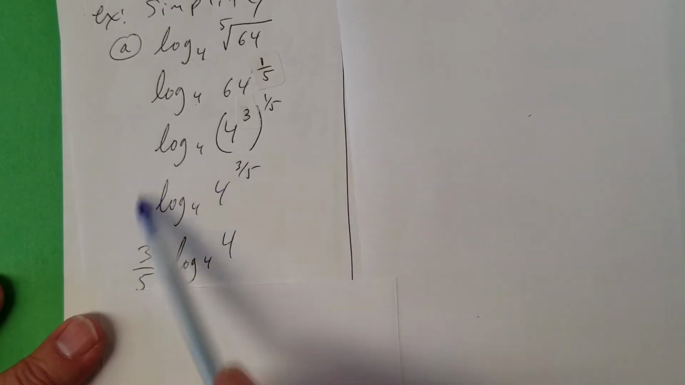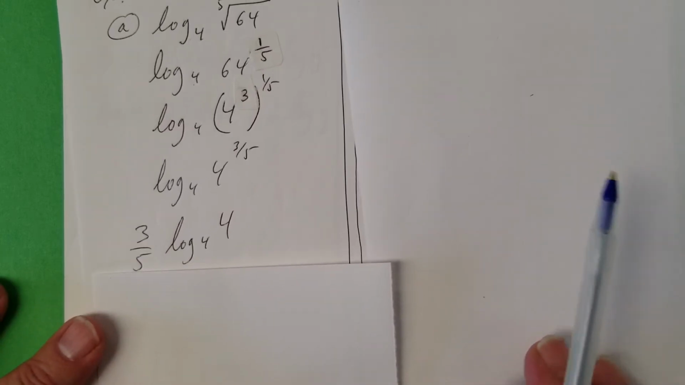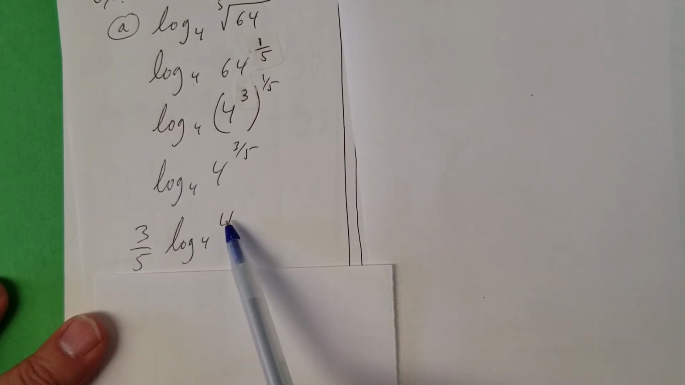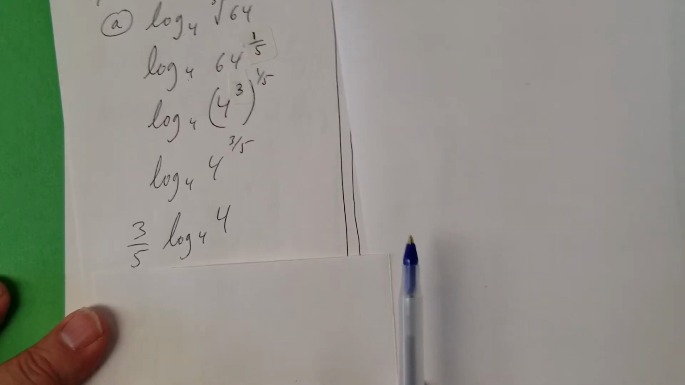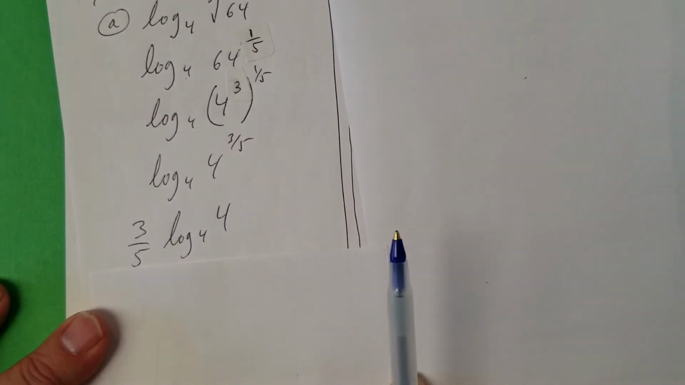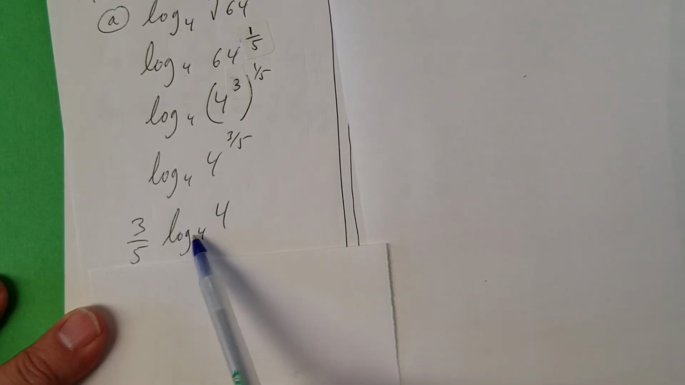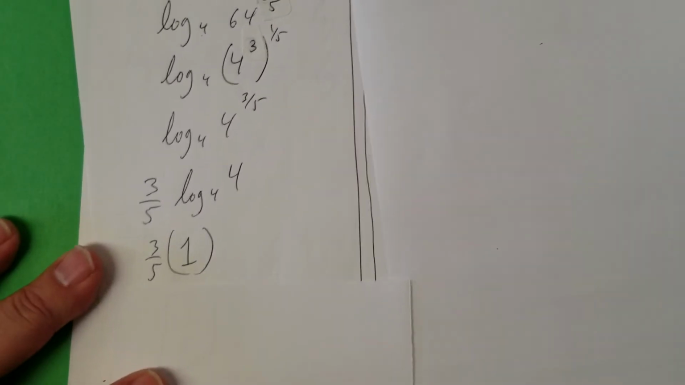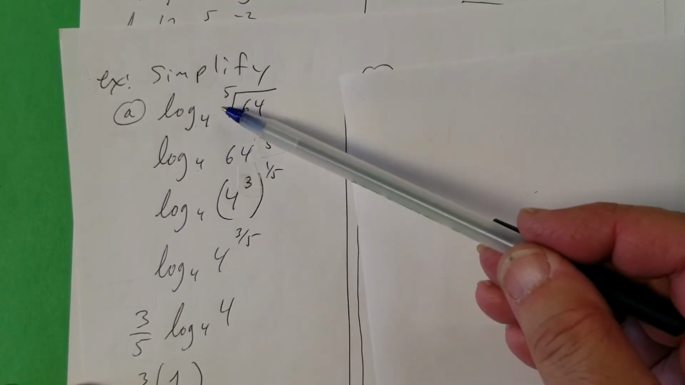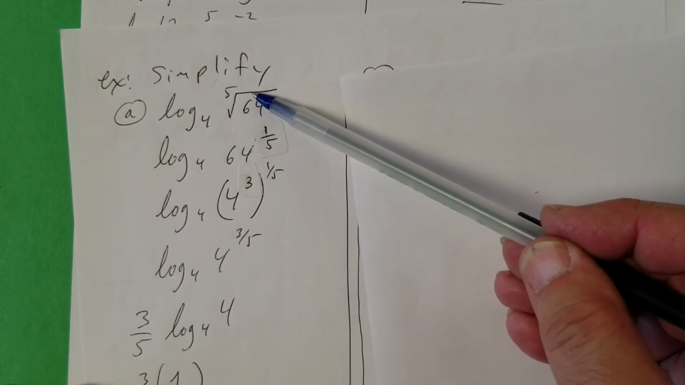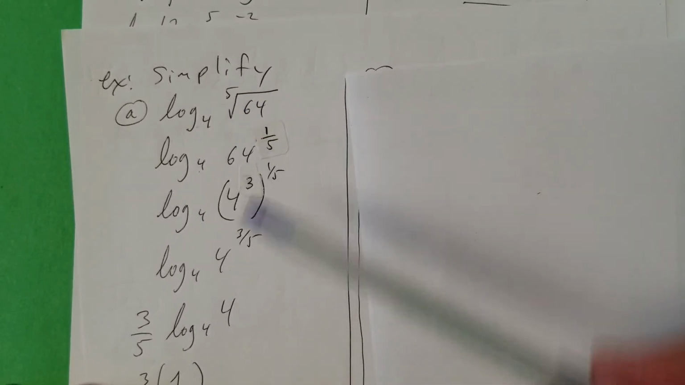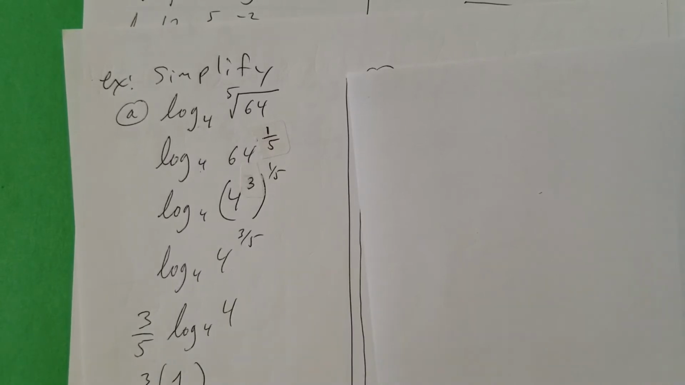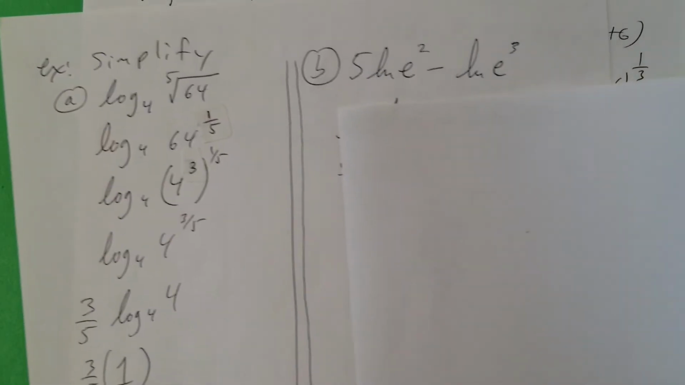The power comes to the front, and 4 to what power is 4? In other words, this cancels. It's 1. Remember in 3-2, whenever these numbers match, this whole thing cancels. You're left with 3/5. Done. So I have simplified this. What we learned from this example is, if you do get a root symbol, turn it into a fraction power. How about this one?